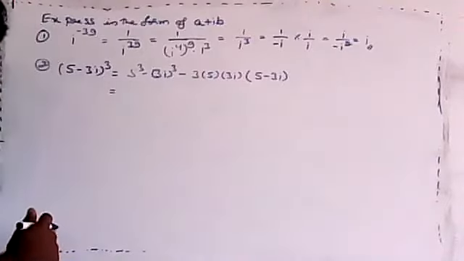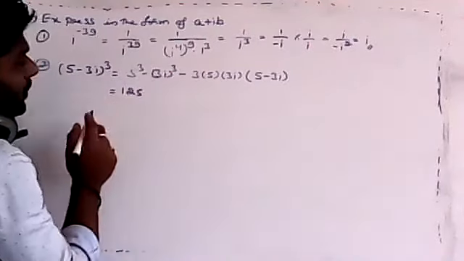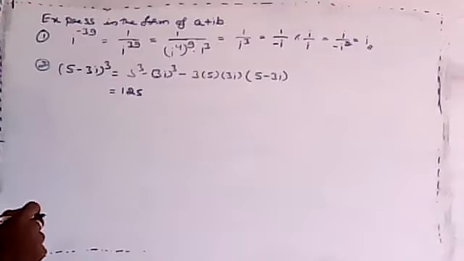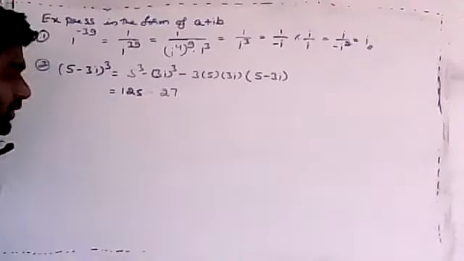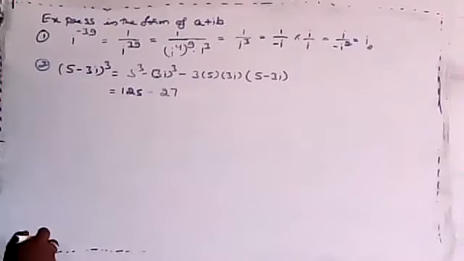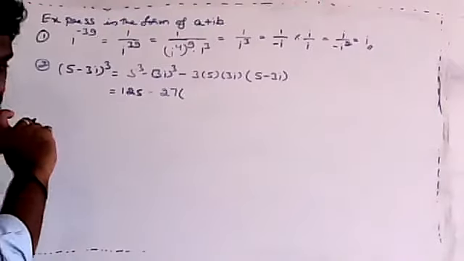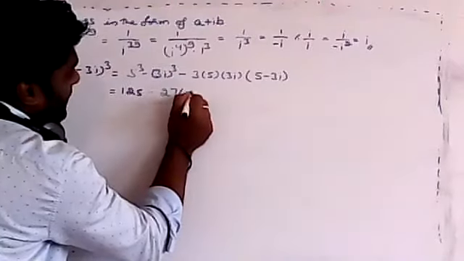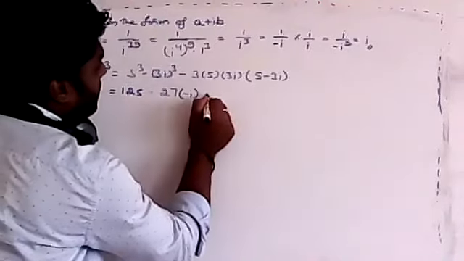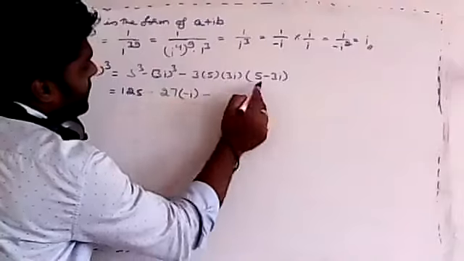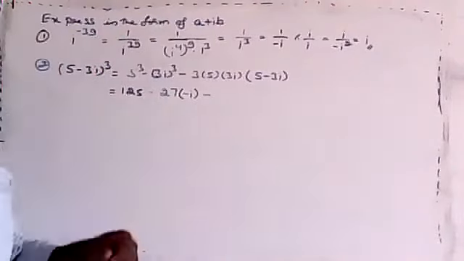5 cube is 125. And 3 cube is 27. i cube is what? Yes, good. i cube, I'm telling i cube. Minus i, I'll write it in the bracket only. Then here, minus, just multiply this one. What do we get then? 3 into 5 is 15. 15 into 3 is 45. 45 into 5. What do you get as the answer?